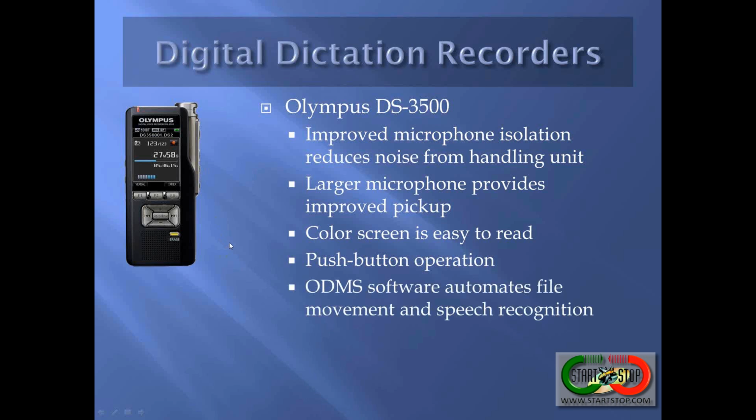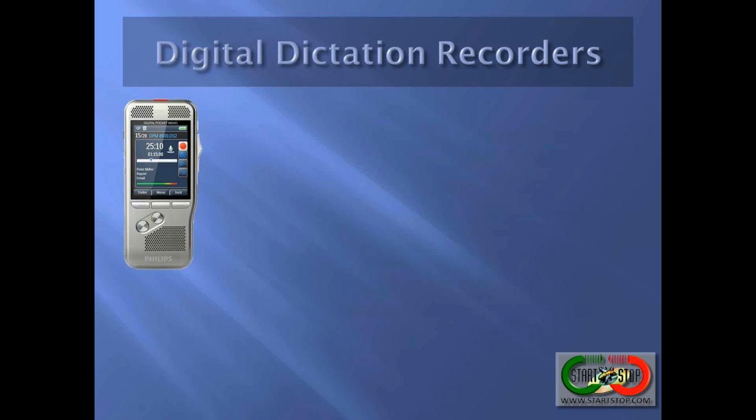And again, the same Olympus Dictation Management System software comes with this and automates file movement and speech recognition. But it does lack the docking station that comes by default with the DS7000. So you would just have to connect it by the included USB cable.